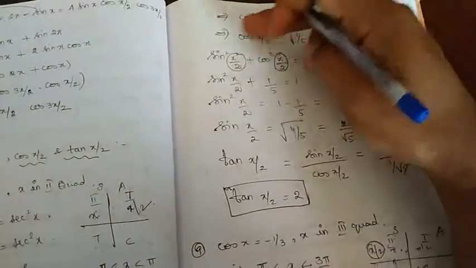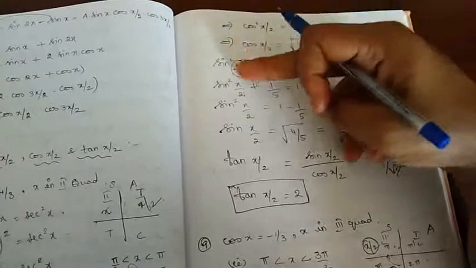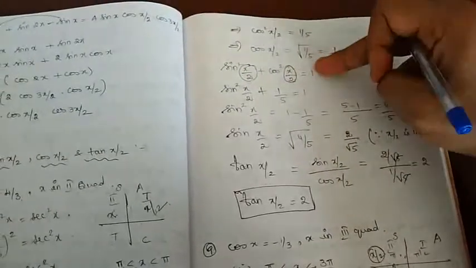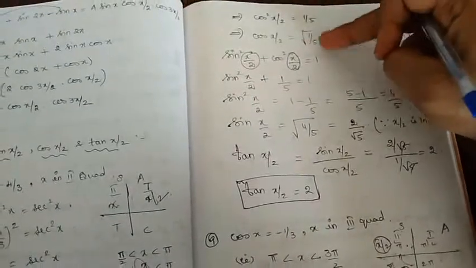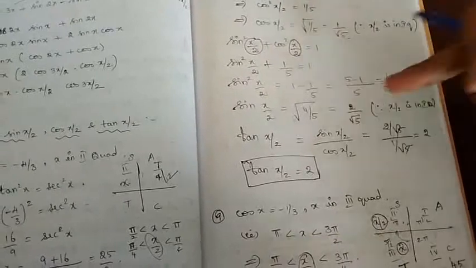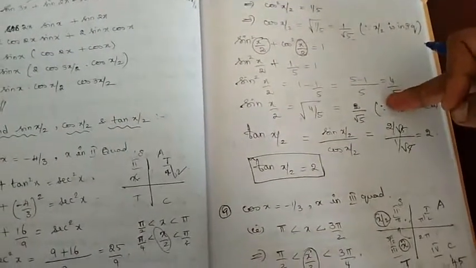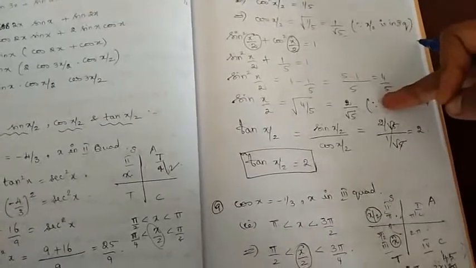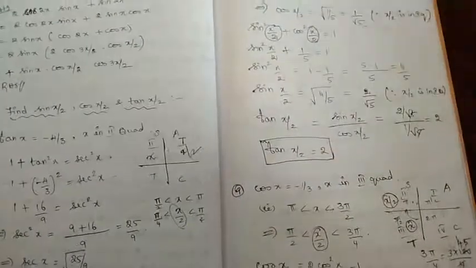Now using cos x by 2, we can find what is sin x by 2, because we know sin square theta plus cos square theta is 1. Sin square x by 2 plus cos square x by 2 is 1. So if you substitute, we can find what is sin x by 2. Again assign the sign based on the quadrant in which x by 2 lies. Don't blindly assign your sign based on x, okay, because we are finding x by 2. Then you can find what is tan x by 2.